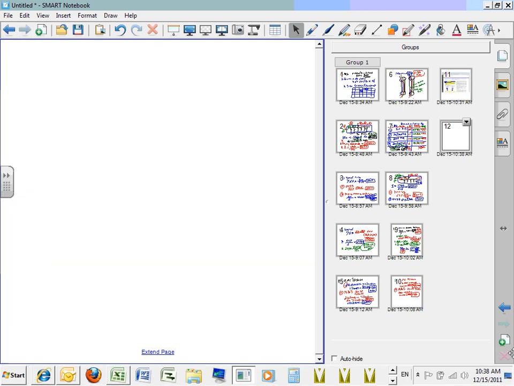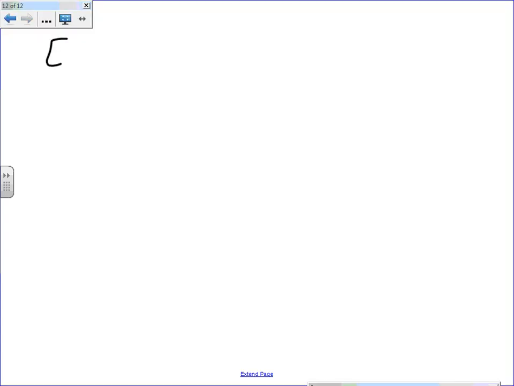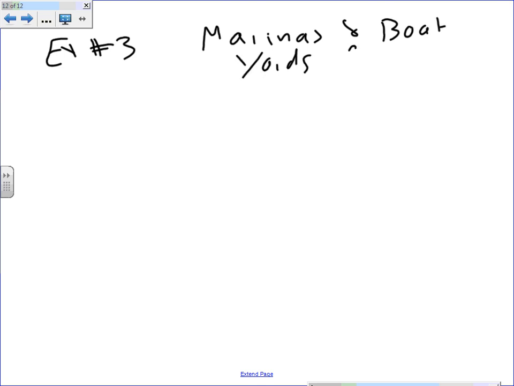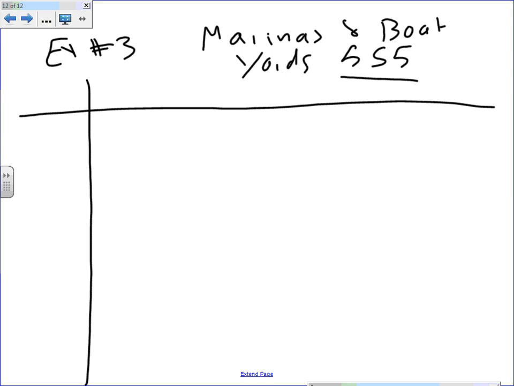So marinas, example number 3, and boatyards. Article 555. Okay, so let's take this example here, because we're going to do some calculation.